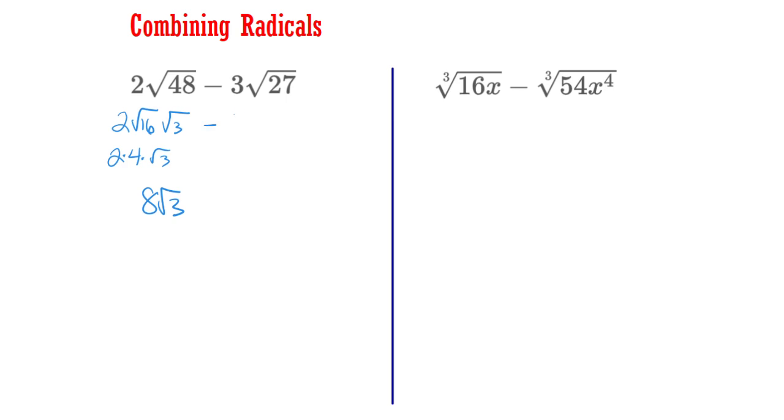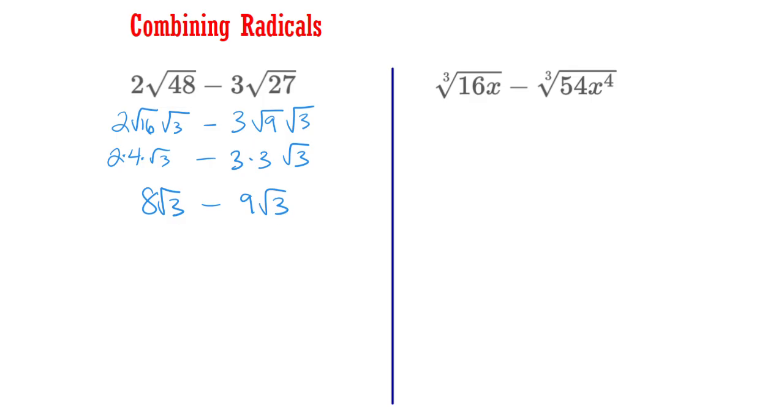Minus, over here, I'm going to break down the 27. The perfect square that goes in there is going to be 9 times 3. So then that becomes 3 times 3, square root of 3. So it's -9 root 3. Lo and behold, we've got the radicands to be the same.